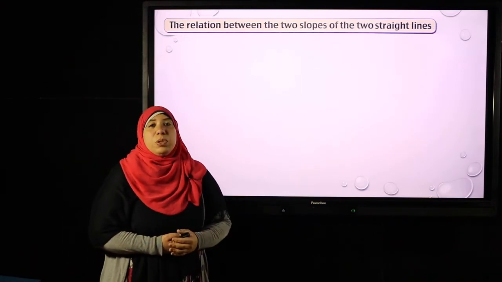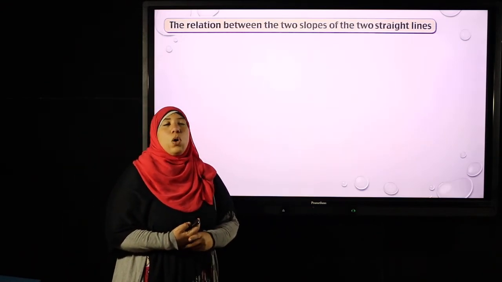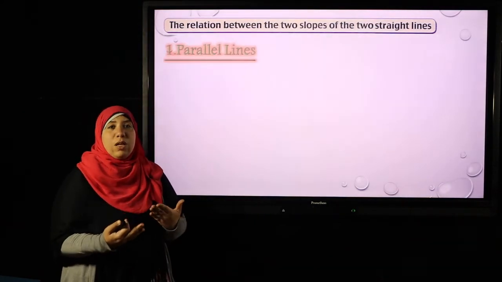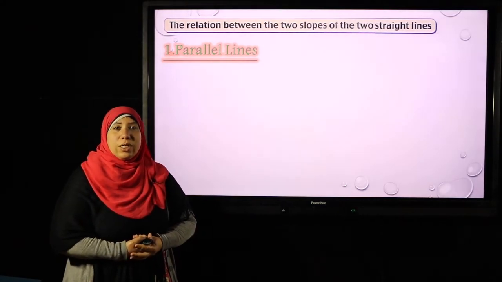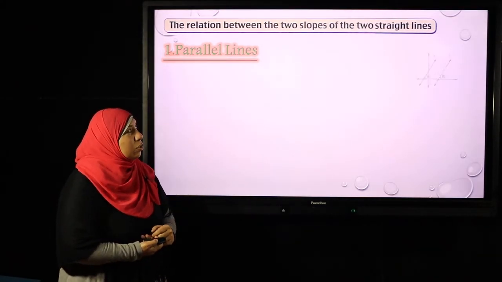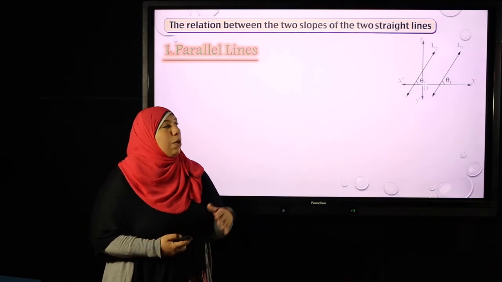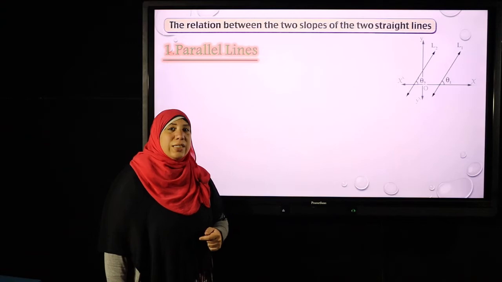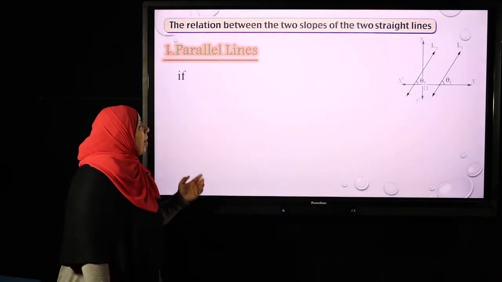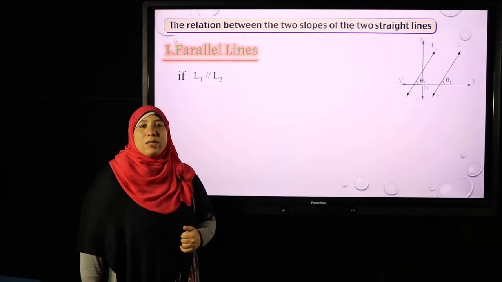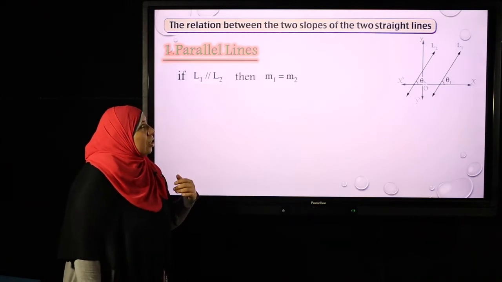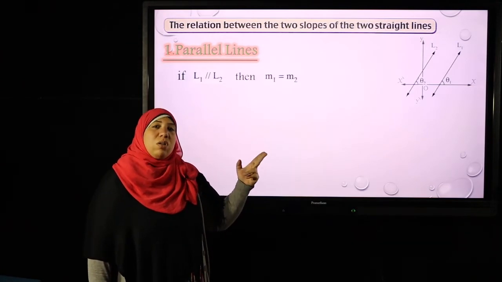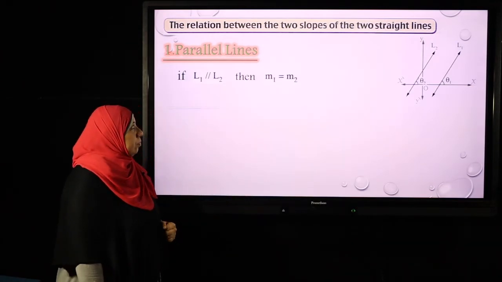Now we have the relation between two straight lines, or the relation of the slopes of two straight lines. I have the parallel lines, which look like this. Both of them have the same angle with the positive direction of the x-axis. So I can say that if line 1 is parallel to line 2, then their slopes are equal, because both of them make the same angle with the positive direction of the x-axis.